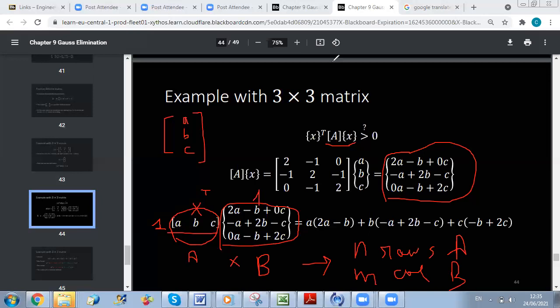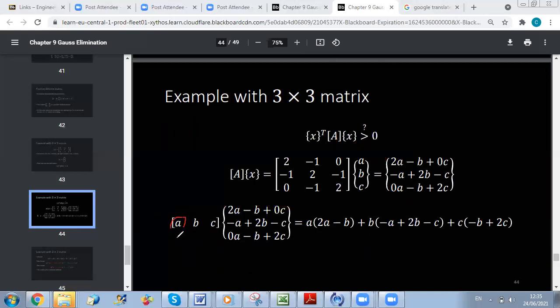Okay, now how to obtain this number? You just multiply A, the first element of the first matrix, by the first element of the second matrix, plus the second element of the first matrix times the second element of the second matrix, plus C, which is the third element of this row, times the third element of this column. So you'll obtain just one number. Okay? Okay, thank you. Welcome.